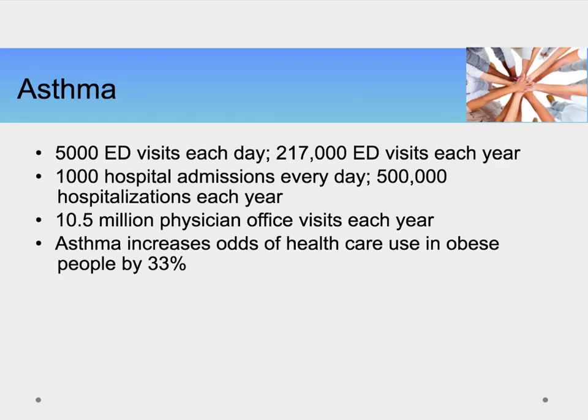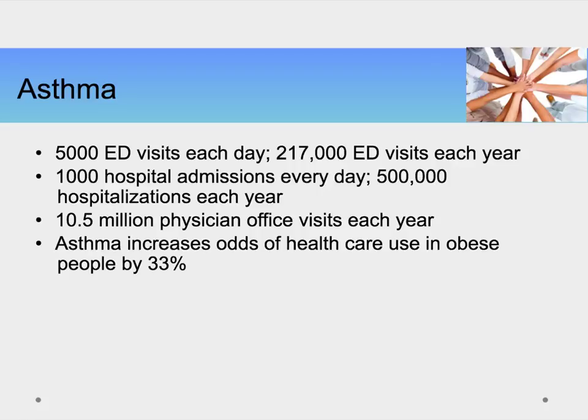First of all, we'll talk about asthma. Asthma is a chronic inflammatory obstructive disease of the airways. As you can see by some of these numbers here, 5,000 emergency room visits each day. That's a huge number. 10.5 million physician office visits each year. This is a fairly big problem in the United States. It can be very serious in some patients.